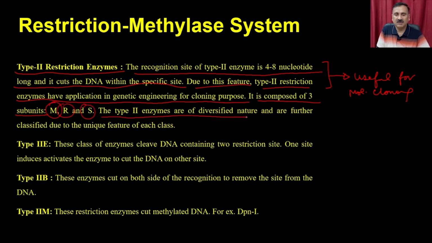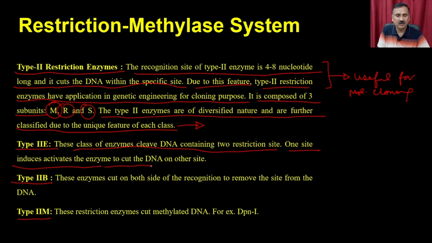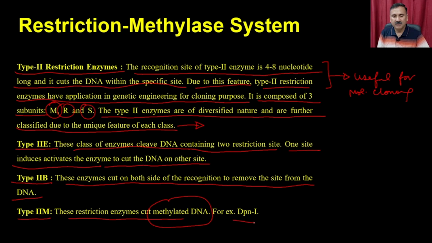The type 2 restriction enzymes are of a diversified nature and are further classified due to the unique feature of each class, which means type 2E, type 2B and type 2M. Type 2E enzymes cleave DNA containing two restriction sites. One site activates the enzyme to cut the DNA on the other site. Similarly, you can have type 2B. These enzymes cut on both sides of the restriction site to remove the site from the DNA. And then you have type 2M. This restriction enzyme cuts methylated DNA, for example DpnI. So this is a specific class of restriction enzymes which only cut the methylated DNA rather than the unmethylated DNA.